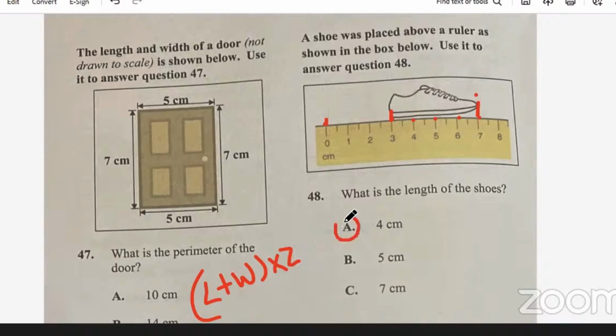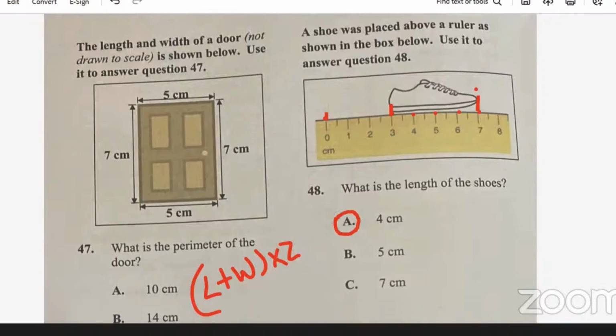Okay, pay attention to where the starting point is. It didn't start at 0. Then it would have been 7 if it started at 0. It started at 3. You count the number of units, and that would have been 4 units. So the answer is A. Pay attention to these things, students.